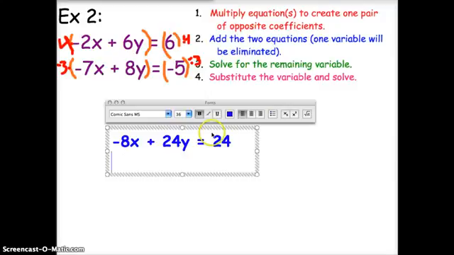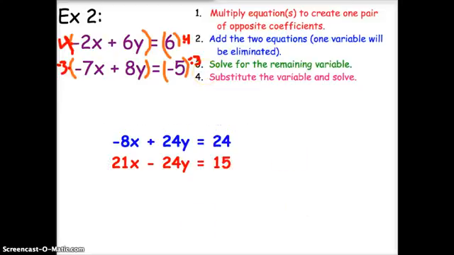The second equation, and I'm going to go ahead and change the color on that just to make it a little easier to see. The second equation, the bottom equation, when I distribute the negative 3: negative 3 times negative 7 is a positive 21x. Negative 3 times positive 8y is going to be minus 24y. Negative 5 times negative 3 is going to be a positive 15. We've got our x's lined up, our y's lined up, our equal signs, and our constants lined up as well.